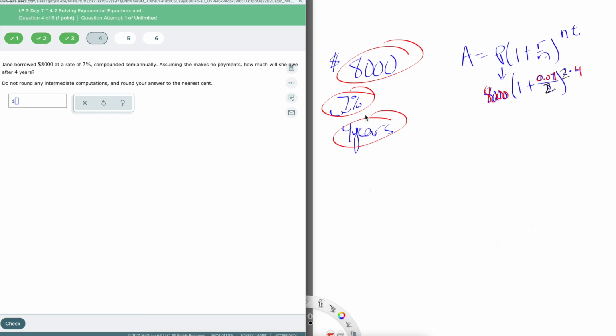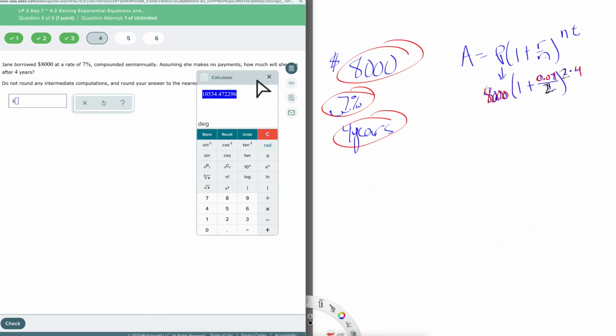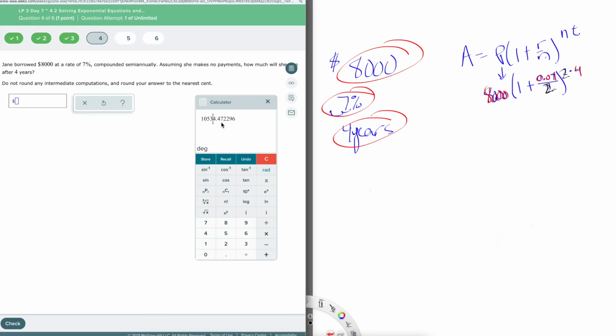So let's go ahead and type this in. And nicely enough, this calculator can take all of this information at once, plus 0.07 divided by 2. Boom, like that. And then I can raise that to 2 times 4. So I can do all of this at once, and I can just hit enter. That's kind of nice. I can type that whole thing in there, and it says round to the nearest cent. So I want to go out 2 decimal places. That's a 2, so it's just going to round down. It's just going to drop off of there.